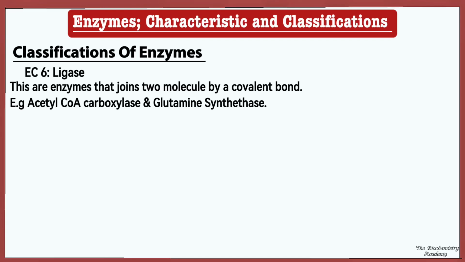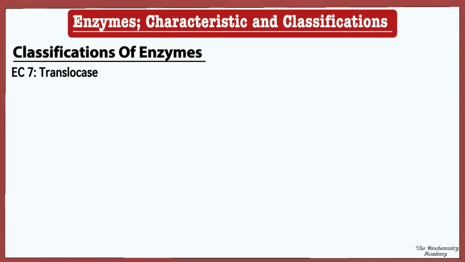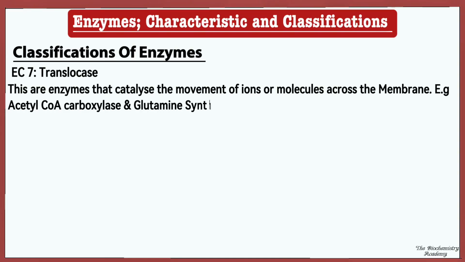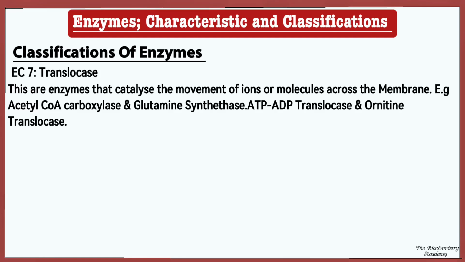Then let's look at the next classification of enzyme, which was added in the year 2018, EC7, which is translocase. Now, these are enzymes that catalyze the movement of ions or molecules across the membrane. Examples of such enzymes are ATP-ADP translocase and ornithine translocase.